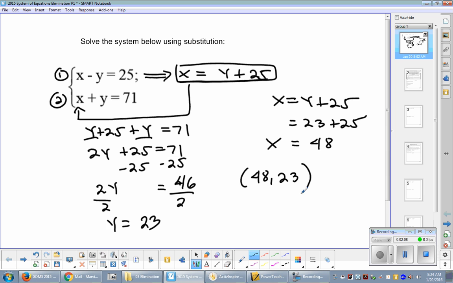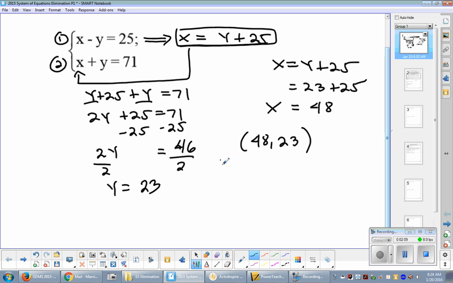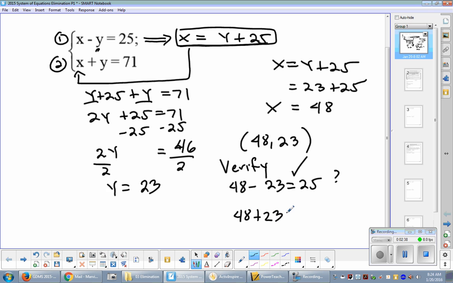Okay. Now you have to verify your answer. Okay. So verify your answer or check your answer. So using the first equation, x is 48, y is 23. So is 48 minus 23 equals 25? Yes. All right, so this first equation is correct. Let's check the second equation. It says x plus y equals 71. So x is 48 plus 23. Is this really equal to 71? And when you add 48 plus 23, you'll get 71 equals 71. Okay? So there we go.